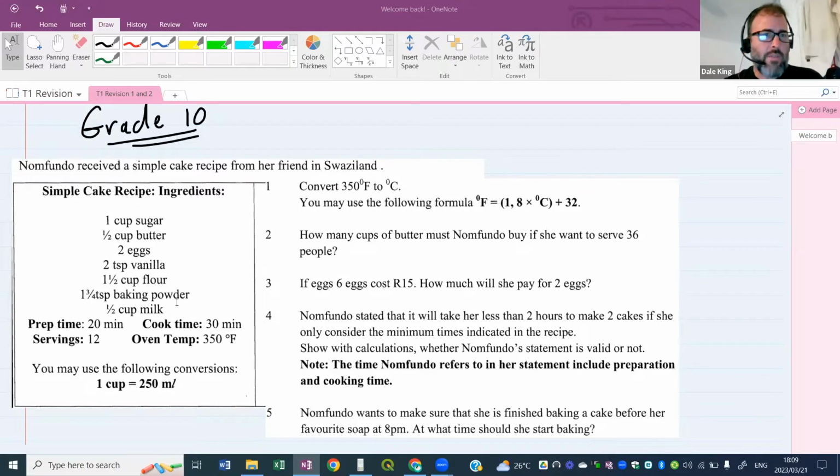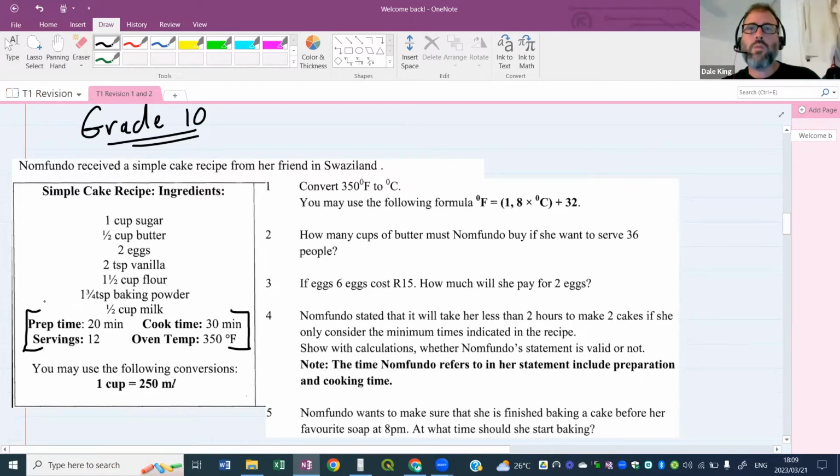And then underneath here, we have a very important section. If you can see in bold here at the bottom of the question, below the ingredients list, we have information like prep time. That word prep means preparation. Before you put the cake in the oven to cook it, you've got to prepare all these ingredients and get it ready in batter form. So the prep time happens before you put the cake in the oven. Then we've got the cook time, which is 30 minutes. We have servings, which means how many pieces of cake you can make out of this recipe.